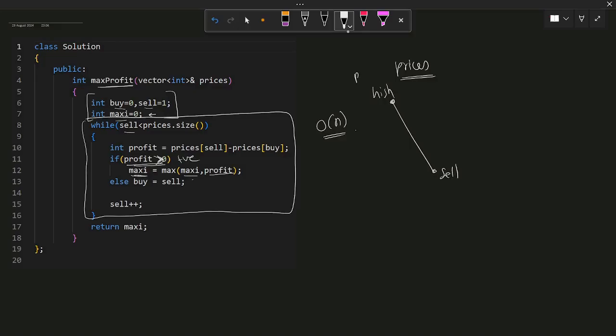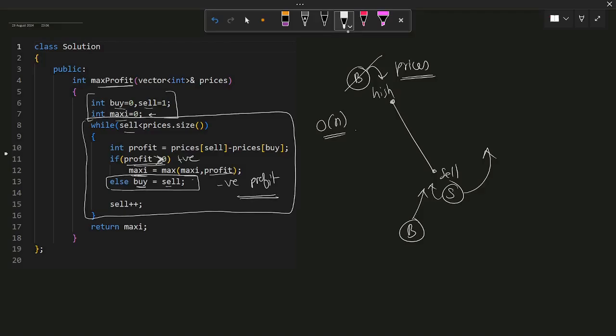So what we will do is, we had the buy pointer pointing here and sell pointer pointing here. What if we have a negative profit? What we are going to do is we are going to shift this buy pointer and point it to the sell pointer, right? And we'll increment the sell pointer every single time. So if we have a negative profit, what we are going to do is assign sell to buy, and we'll increment sell plus plus every single time. At the end, we will return maxi.